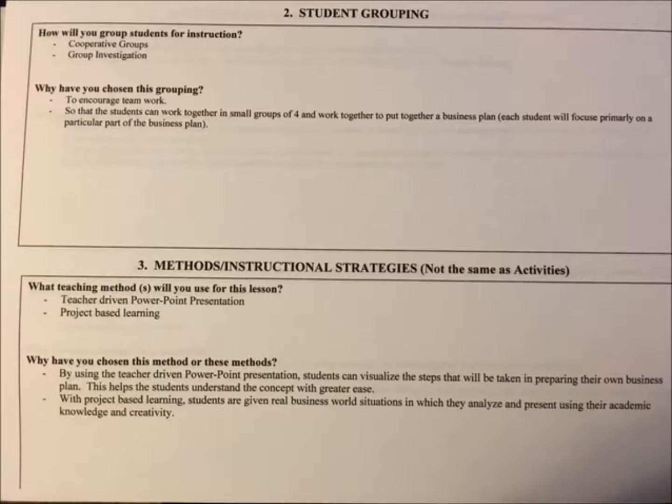Okay, section 2 is pertaining to student grouping. How will I group the students for instructions? I chose cooperative groups and group investigation, and the reason why I chose these groups is, for one, to encourage teamwork, and the second is so that the students can work together in small groups of 4 putting a business plan together. Each student will focus primarily on a particular part of the business plan.